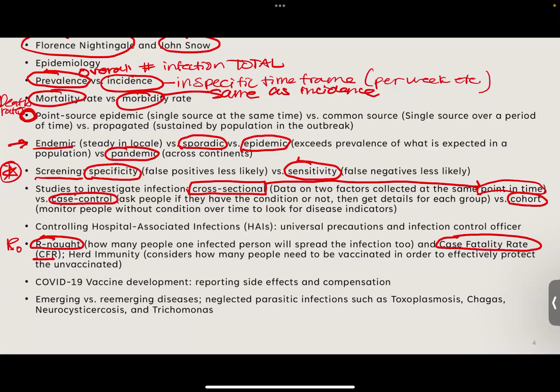The case fatality rate is a measure of, if you have the disease and we don't treat you, the likelihood you're going to die. So this is completely irrespective of vaccination and treatment. If you have HIV and I don't treat you, what's the case fatality rate? 100%. If you have HIV and I don't treat you, you will 100% die. So the case fatality rate is a measure of the likelihood that you'll die if we don't treat you.